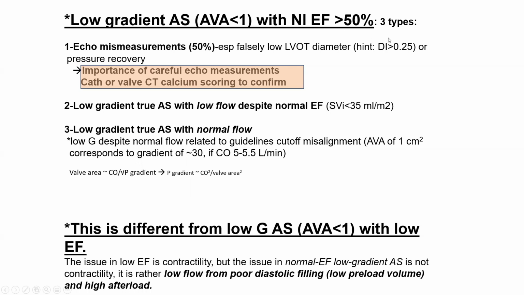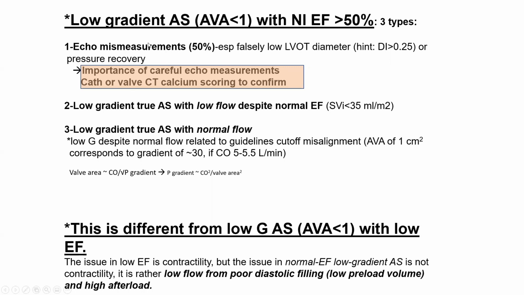And this is unveiled by measuring the dimensionless index. If it is less than 0.25, it's likely truly severe AS. Over 0.25, unlikely to be truly severe AS, likely mismeasurement. Another echo mismeasurement is what we call pressure recovery phenomena, which exaggerates the gradient and reduces the valve area calculation.